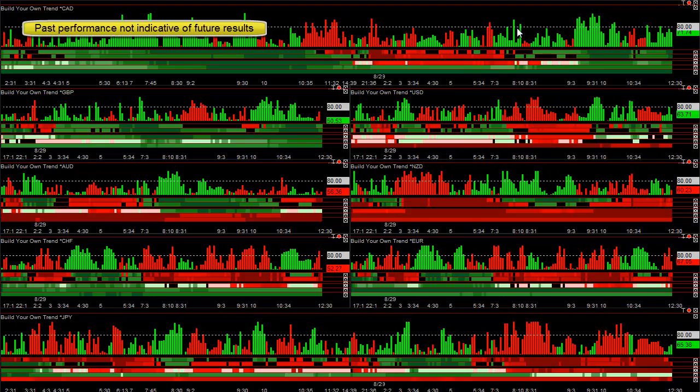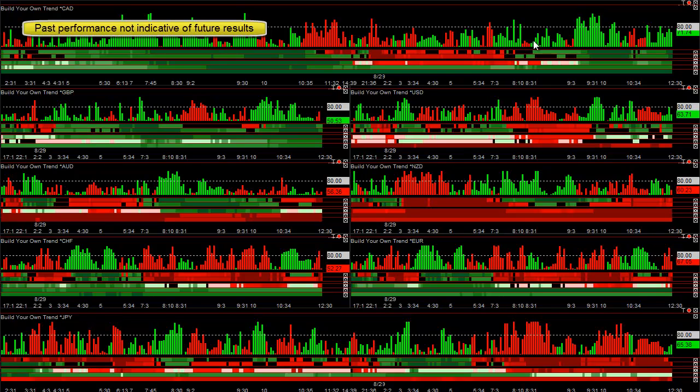The CAD, extremely strong today, especially after around 7:30 right here. Anytime you see a lot of strength followed by very little weakness, that momentum is likely to continue. It's even more likely to continue if all the other time frames are strong. You can see the daily trend's down, however the weekly and monthly trend are still up, and you could be looking here for a very high probability trade at 8:30.